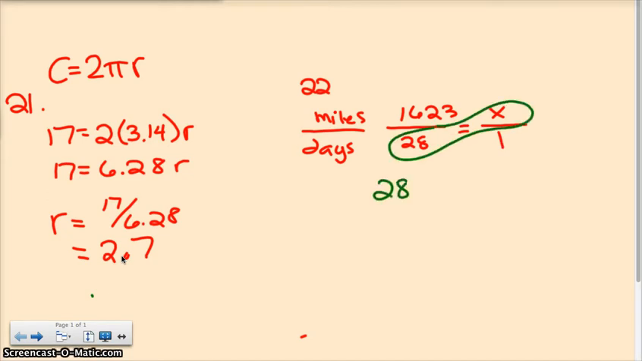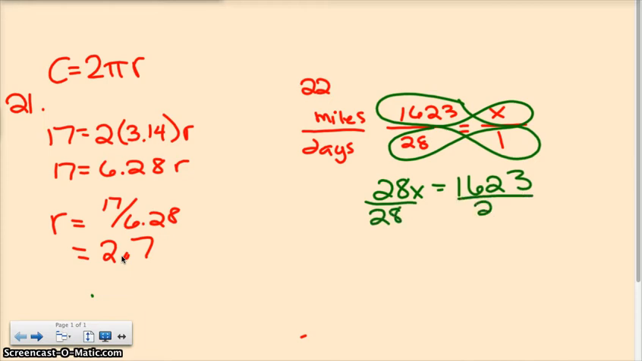28 times x is 28x equals 1,623 times 1 is 1,623. Divide by 28. X is equal, again you can use your calculator with this unit, 1,623 divided by 28 is 57.96 approximately. I look, the nearest answer is 58 miles per day, and I know that that can round to 58. So that would be D.